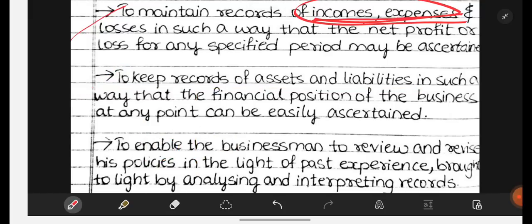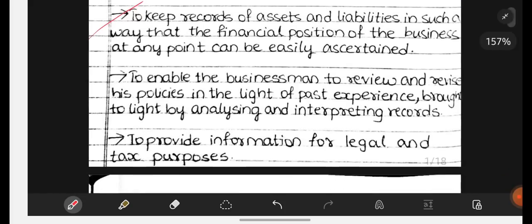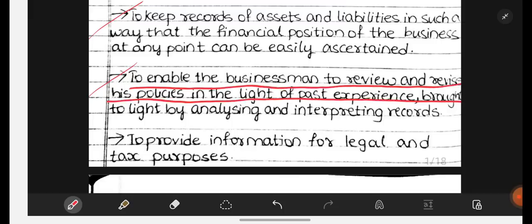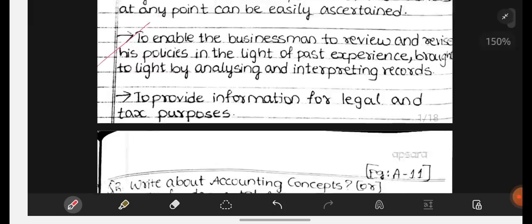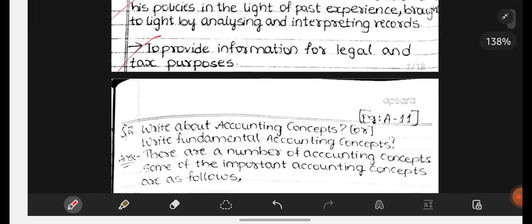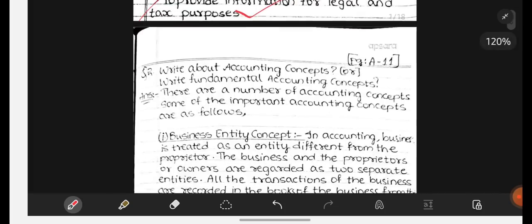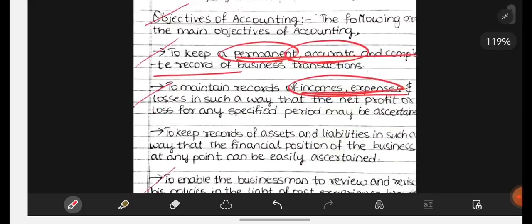Yesterday in the final accounts I have explained, you have to write that too. In simple, easy, your own words you can write. To enable the businessman to review and revise his policies in the light of past experience. Whatever losses there have been in the past, he can improve by proper planning and by changing the policies of the organization, by seeing the records. Yes or no? To provide information for legal and tax purposes. Yes, this is all about the objectives of accounting.